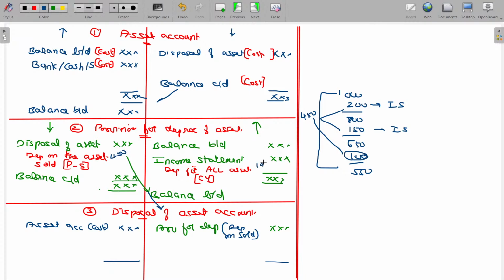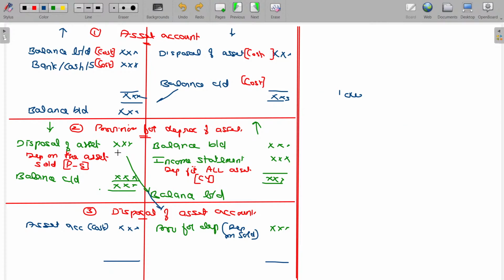Is that okay? You will be able to understand now: this is the depreciation for all the assets put together for the year. This is the depreciation for the assets sold, since the date of purchase to the date of sale. Okay. Now, if you are selling, you will get the disposal for cash.